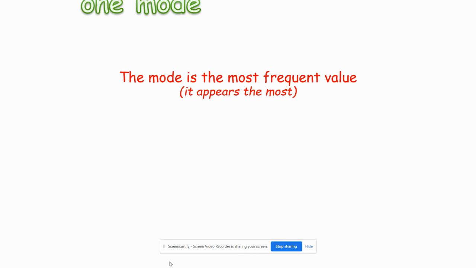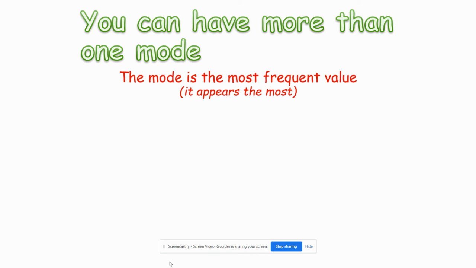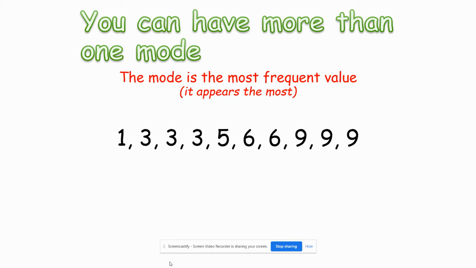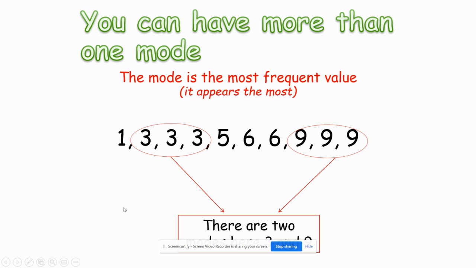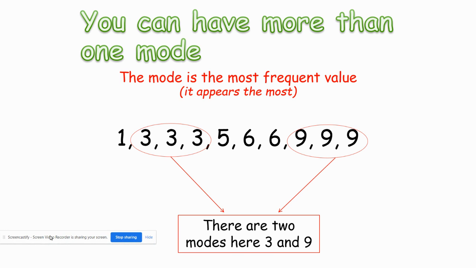If we look at another one, it's telling us we can have more than one mode. So if we put those together, you can see that there is a group of 3s and a group of 9s. They are equal, so therefore we have 2 modes. And let me move this over the way so you can see what I've written there. There are 2 modes here, 3 and 9.